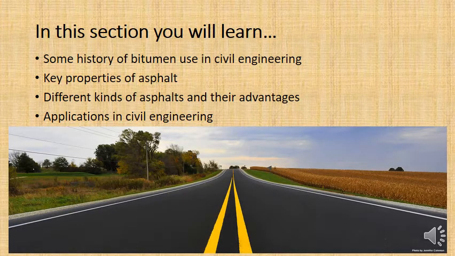So, in this section, we're going to be learning a little bit about the history of bitumen and how it's used in civil engineering. We're also going to be talking about key properties of asphalt, and with that, what is the difference between bitumen and asphalt? Are they the same thing? We're going to be talking about different kinds of asphalts and their advantages and disadvantages, and how they apply to civil engineering. We're not necessarily going to do that in order, but that's more or less the pattern we've followed with all of the materials thus far.